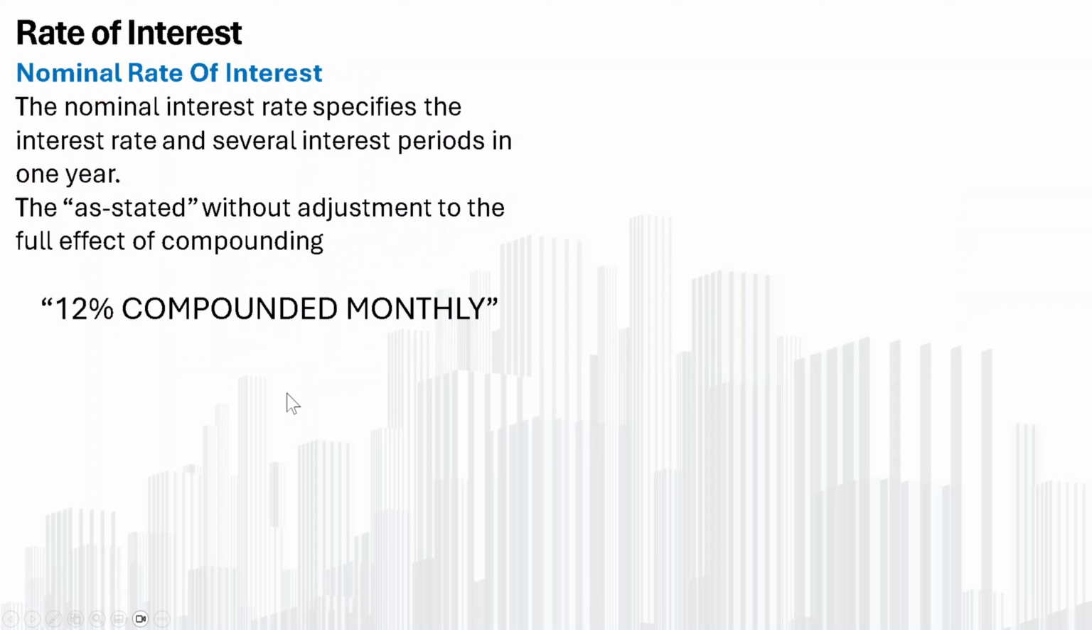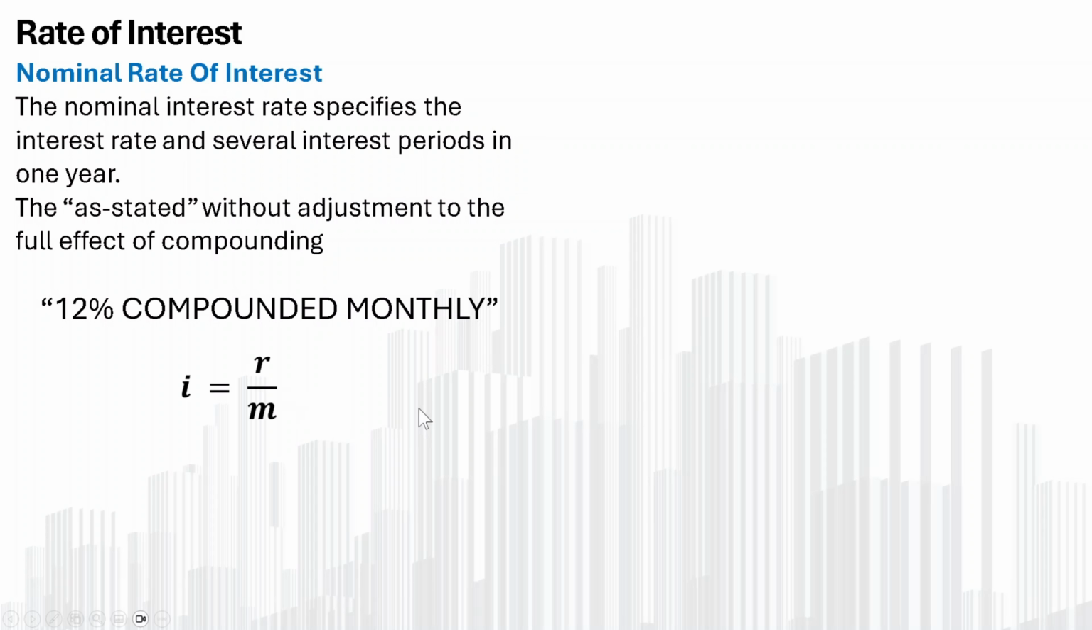Okay. Next up is the rate of interest. Here we have the nominal rate of interest and the effective rate of interest. Let me discuss the nominal rate of interest first. The nominal rate of interest specifies the interest rate and its several interest periods in 1 year, as stated without adjustment for the full effect of compounding. For example, we have statements like 12% compounded on a monthly basis. So what does it mean?